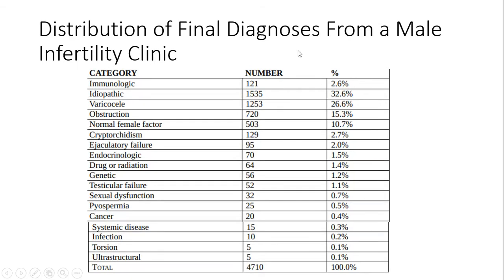Okay. So what are the final diagnoses of male infertility? If I'm not mistaken, this is from USA studies, and I want to draw your attention to this number: idiopathic cases. Idiopathic means we don't know the exact reason. So 32.6% of males have idiopathic male infertility, and only 26.6% have varicocele. That's also a very common condition.